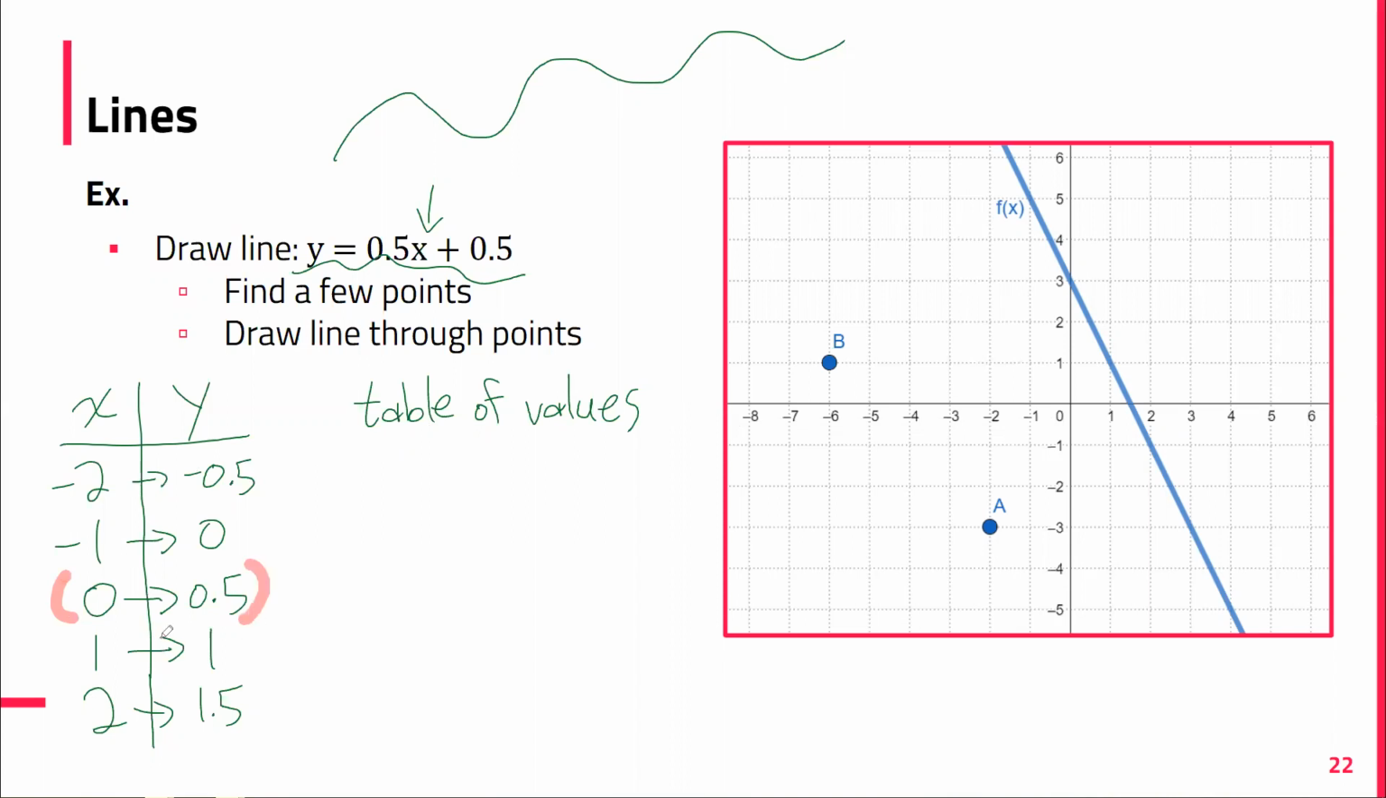So table of values, and each of these is a point. These are coordinates, so 0, 0.5, and we just draw those points on our graph, 0, 0.5, so that's a point here. And we draw the other ones. Let's do this one, 2, and 1.5, and then we can take another point here.